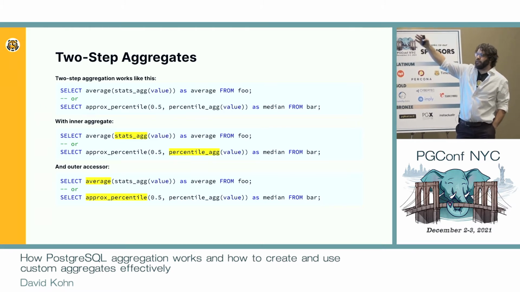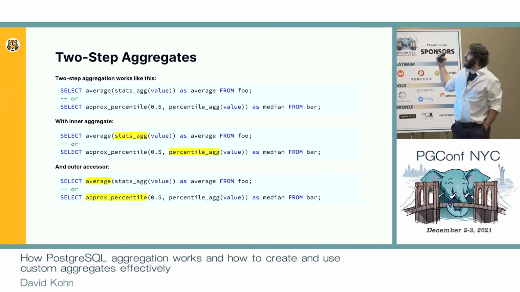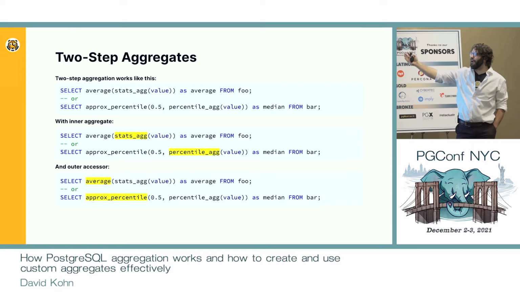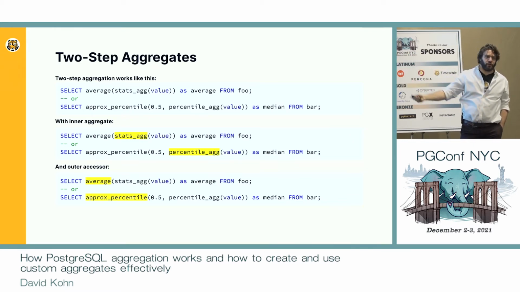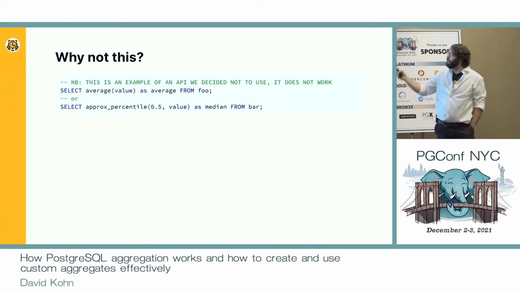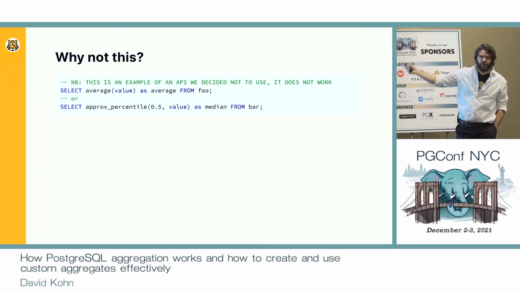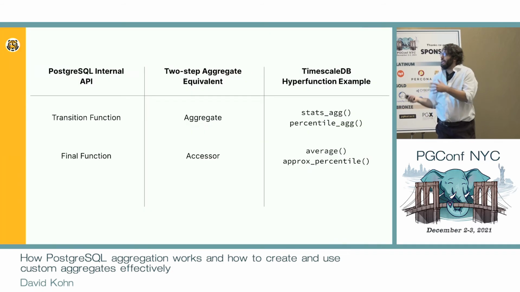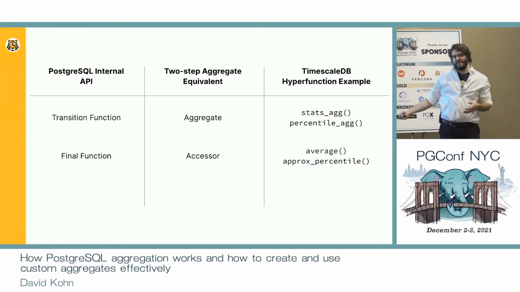So we'll have stats_agg, and then you calculate an average on that, or approximate percentile, and we have percentile_agg inside. So we have an inner aggregate and an outer accessor. And essentially, what we're trying to talk about is, why don't I just have the one-step aggregation system? Basically, we're taking everything that's in the Postgres aggregates and doing something very similar, but exposing it to the user. So the transition function is basically like the aggregate. The final function is basically the accessor.